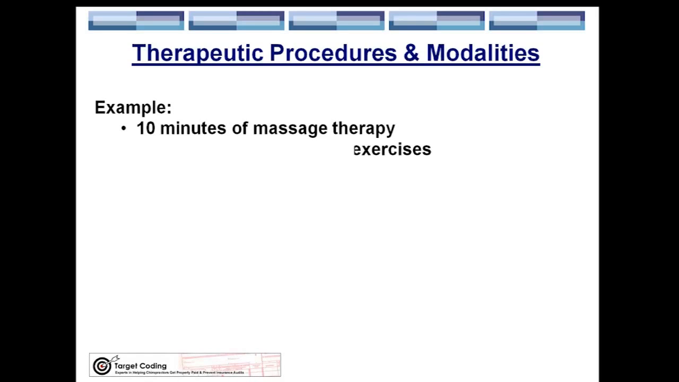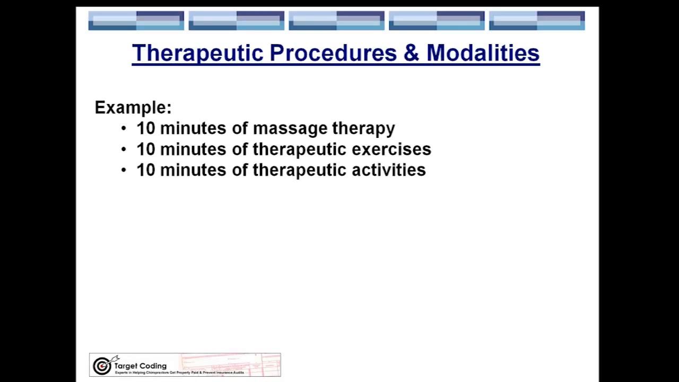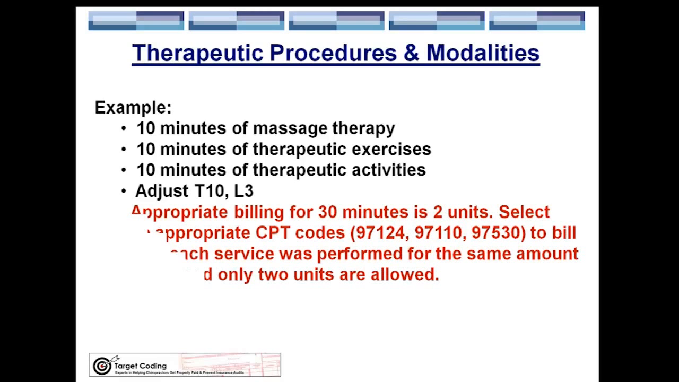Next, 10 minutes of massage, 10 minutes of therapeutic exercises, 10 minutes of therapeutic activities, and chiropractic adjustment to T10 and L3. Can you bill all 3 of those procedures, the massage, the exercise, and the activities? The answer is no, because 30 minutes equals 2 units. So appropriate billing for 30 minutes is 2 units. You're going to select 2 of the codes to bill, since each was performed for the same amount of time.